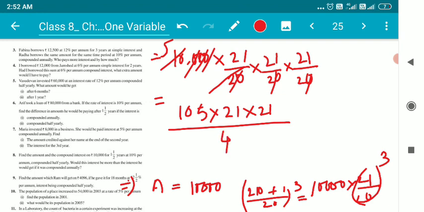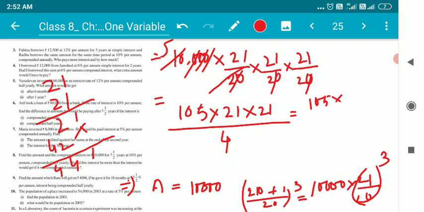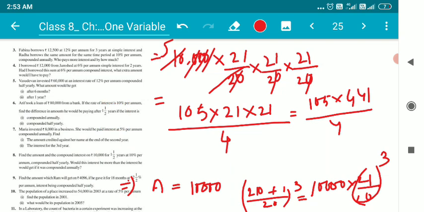Okay, children. Now let's see. 21 into 21 results: 1 ones are 1, 2 ones are 2, 2 ones are 2, 2 twos are 4, 1, 2 plus 2 is 4, so 441. So here it is 105 into 441 divided by 4. Here again we need to multiply 441. I would suggest to everybody not to use a calculator, because we really need to understand how to deal with bigger calculations, or we have to perform them on our own.